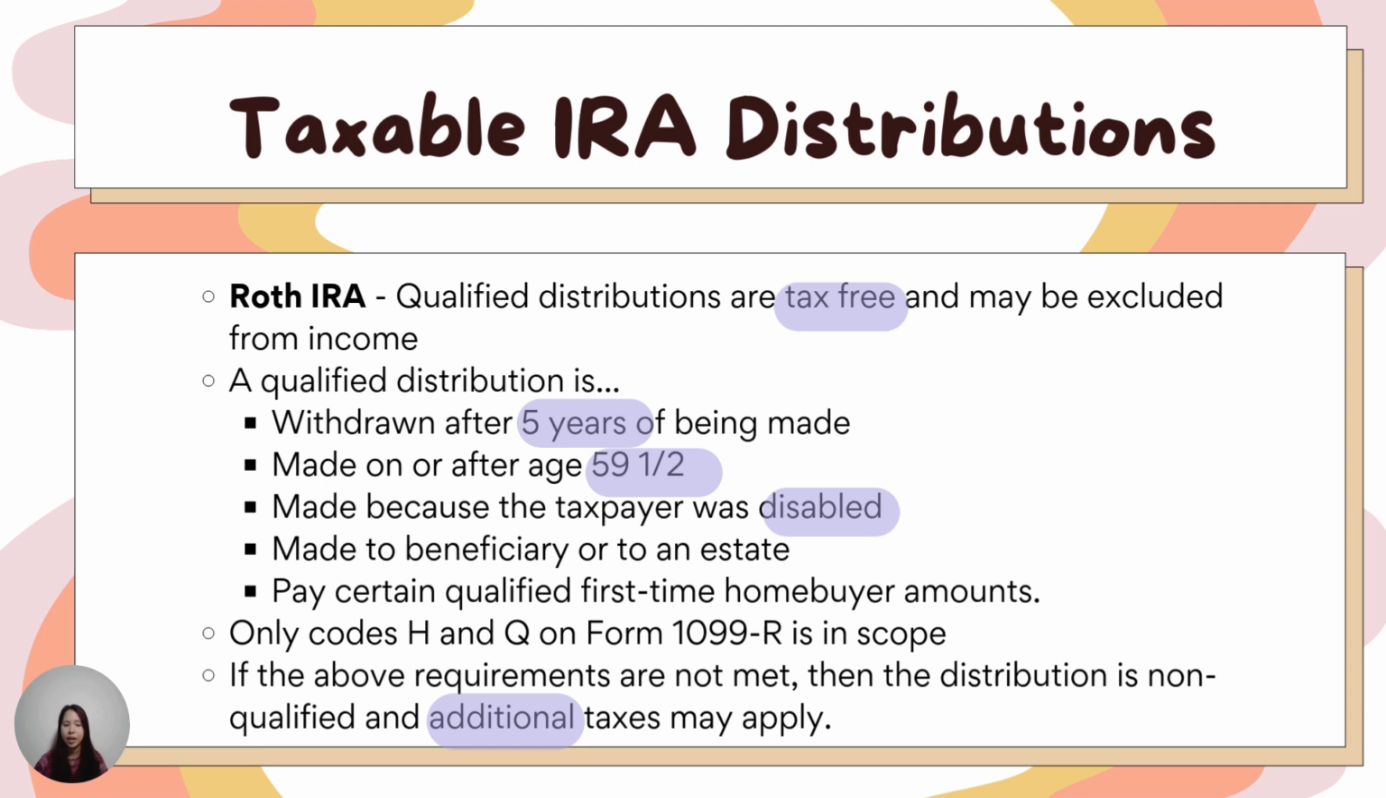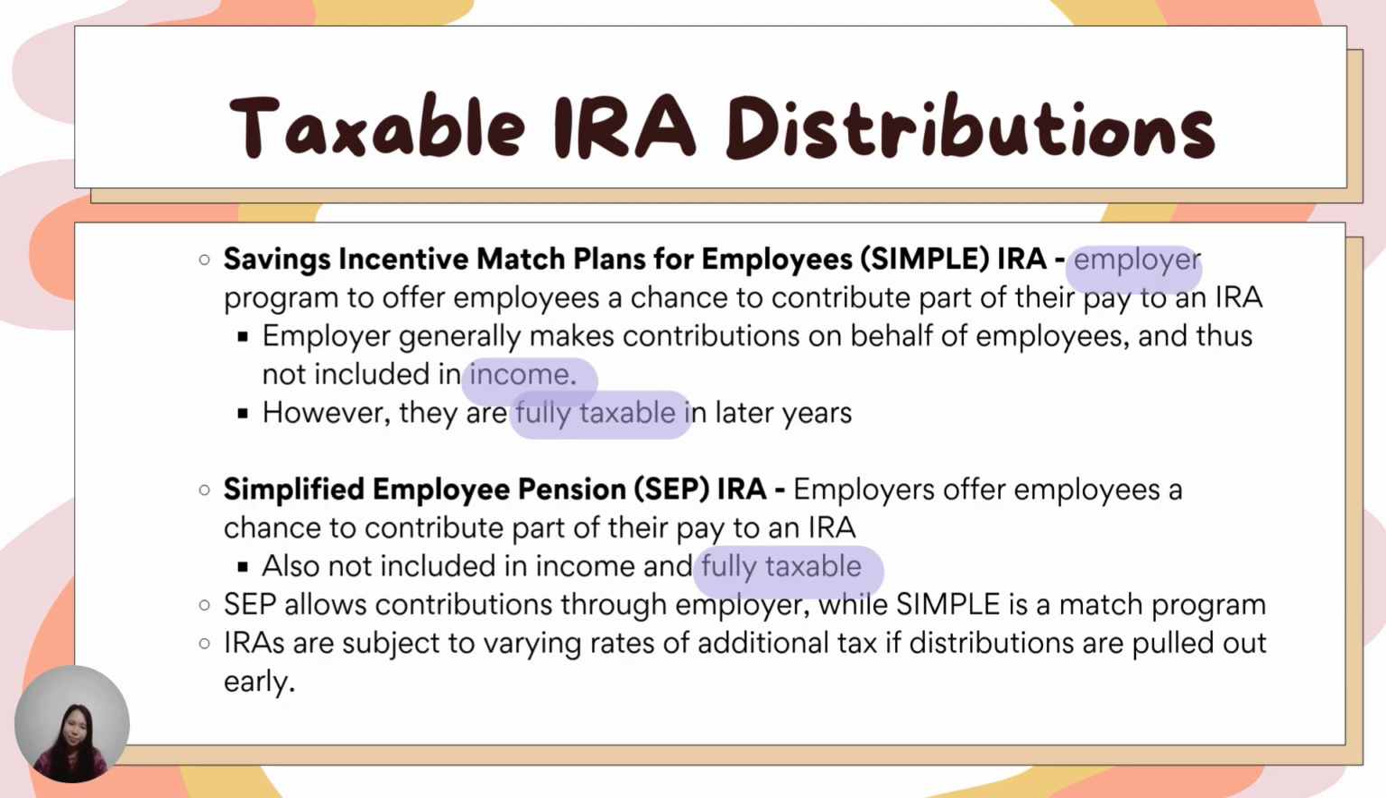The same thing if the distribution was made to a beneficiary or an estate, or to pay certain qualified first home buyer accounts. If the above requirements are not met, then the distribution is non-qualified and additional taxes may apply, in which case it's out of scope for VITA interns. We only are dealing with Roth IRAs as they are tax-free or have had qualified distributions.